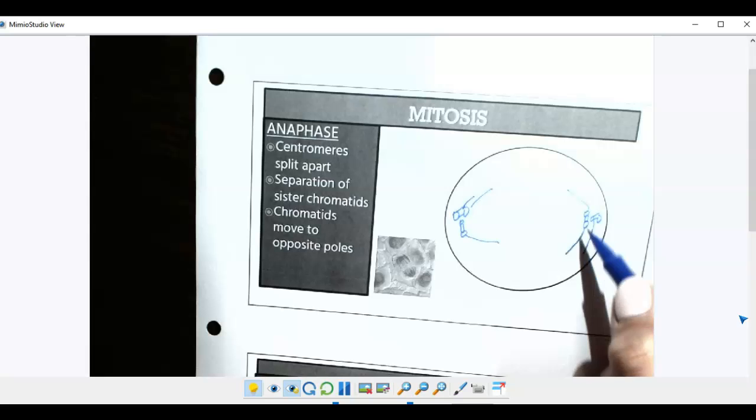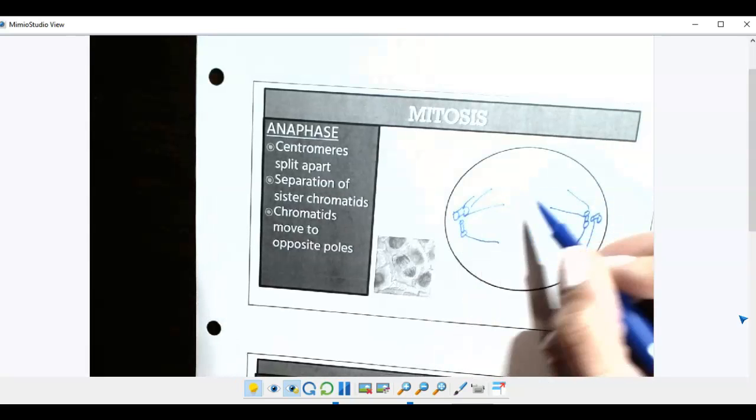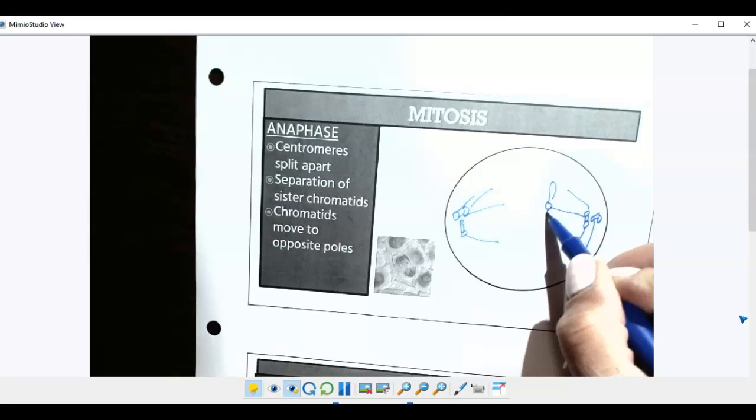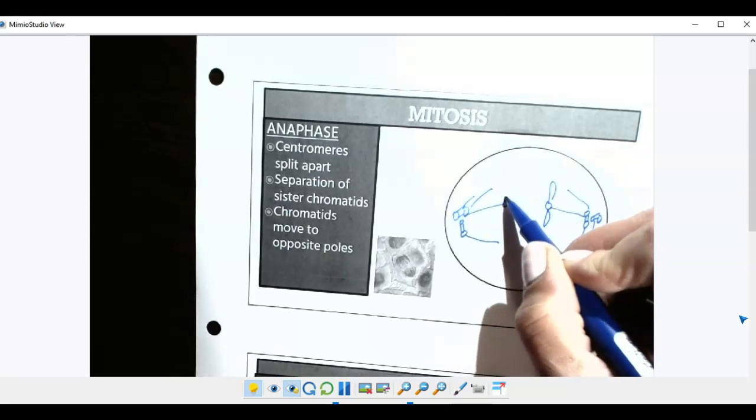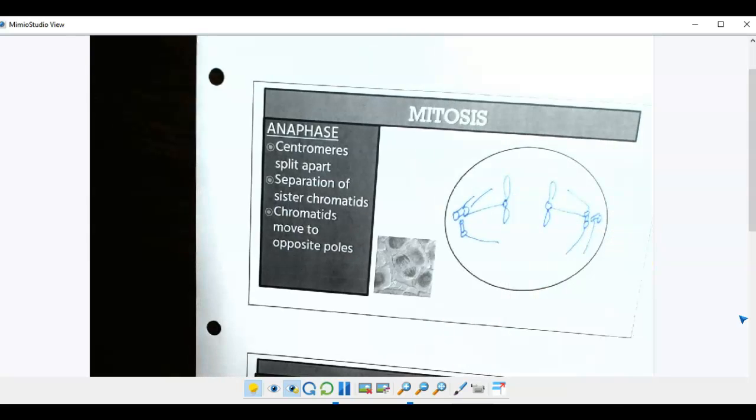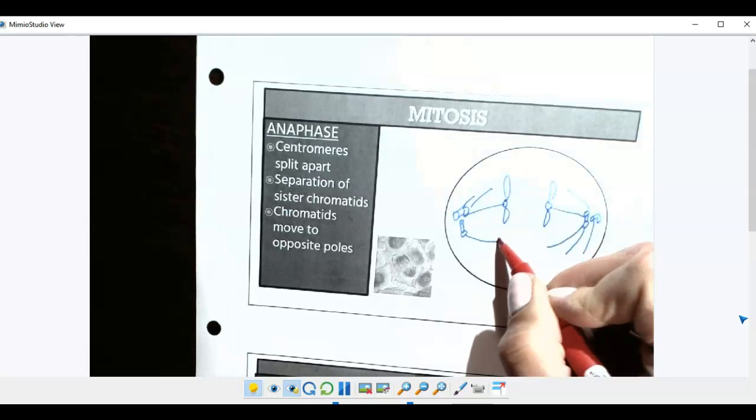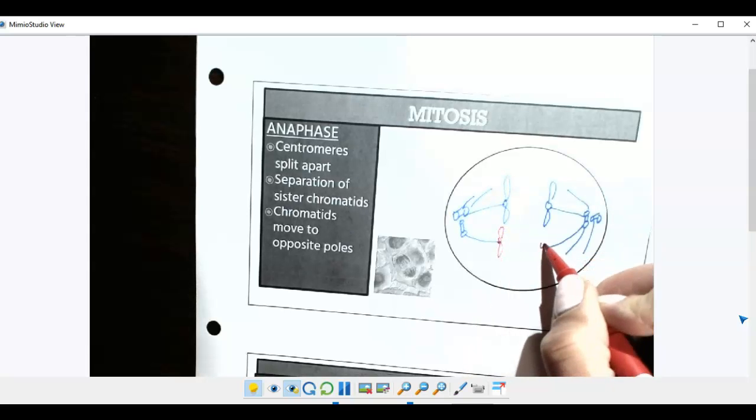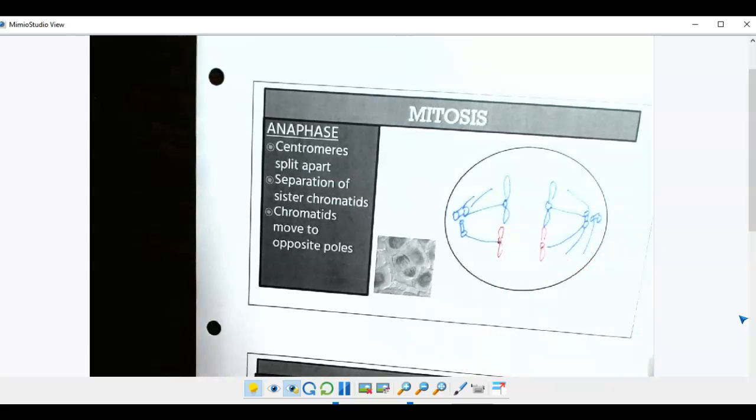They start to contract. So I'm going to draw one chromatid here and the matching sister chromatid here. And I'll do the same thing with my red chromosome. So what happens is those spindle fibers start to contract, and those chromatids start to pull apart and move to opposite ends of the cell.